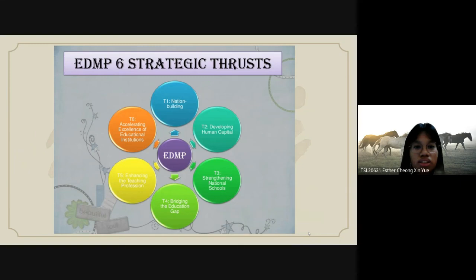So these are the 6 main thrusts of this EDMP. The first one, nation building. The second one, developing human capital. The third one, strengthening national schools. The fourth one, bridging the educational gap. The fifth one, enhancing the teaching profession. And the last one, accelerating excellence of education institutions.